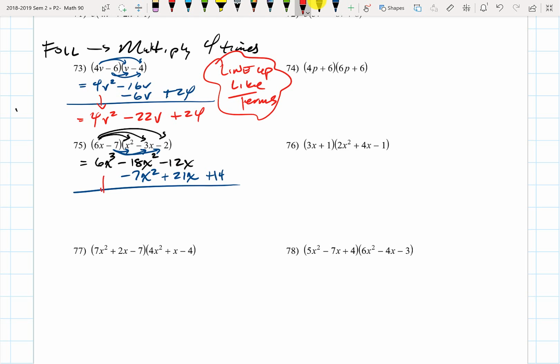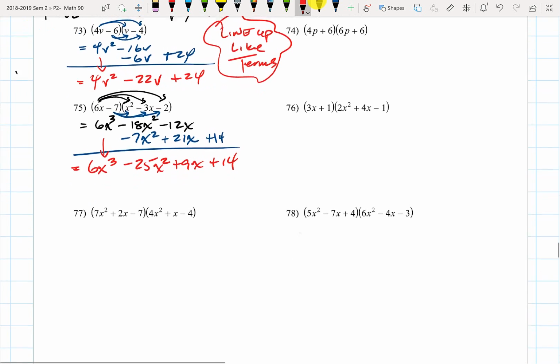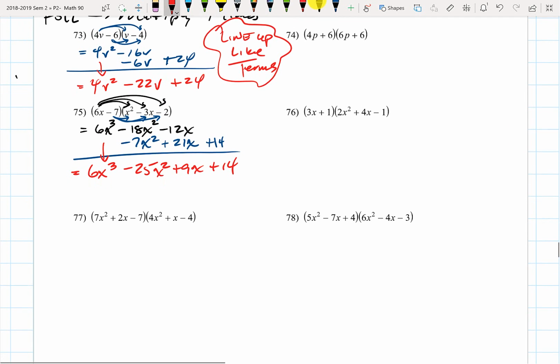So what do we get? We get 6x cubed, and then a minus 25x squared. 21 minus 12 should be 9, so plus 9x and then plus 14. Okay, so just checking here. All right, looking good. So you got to distribute and line up like terms. Very important in these, all right, especially this trinomial example. So here we go. This is a big one.